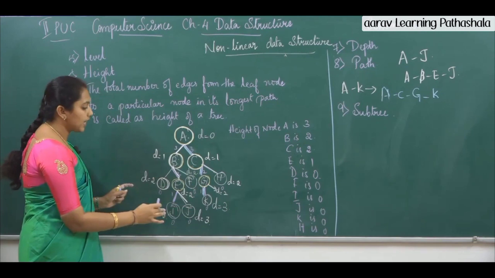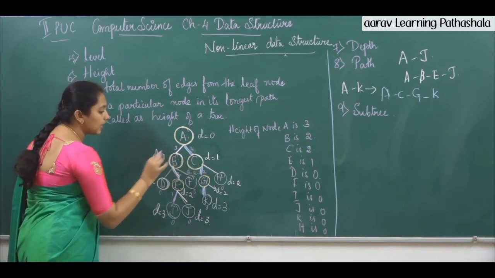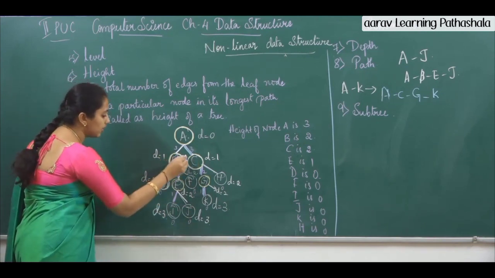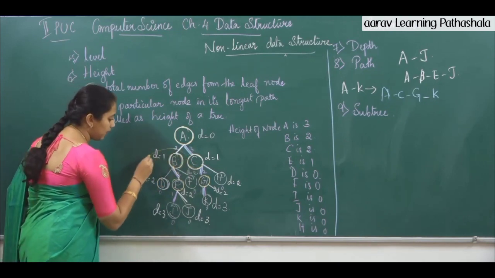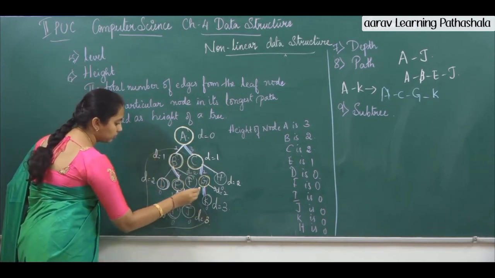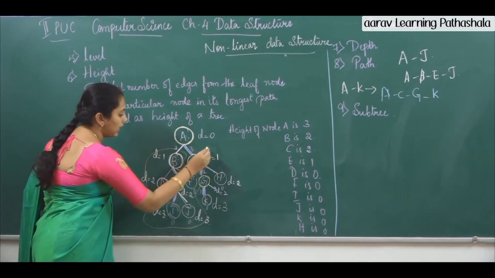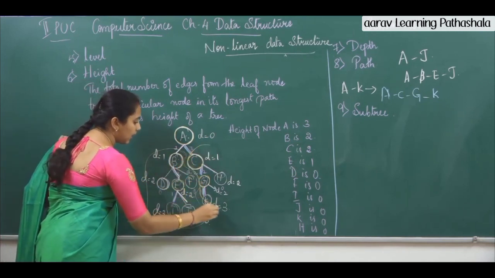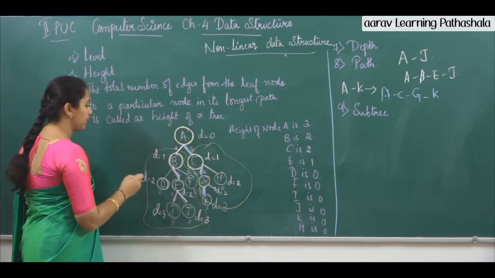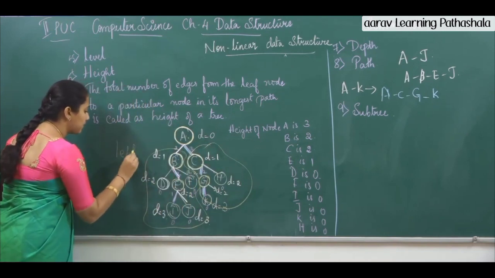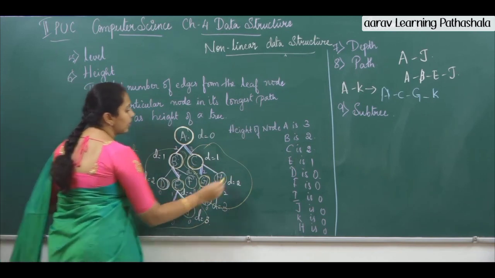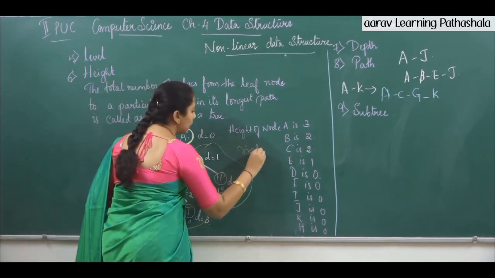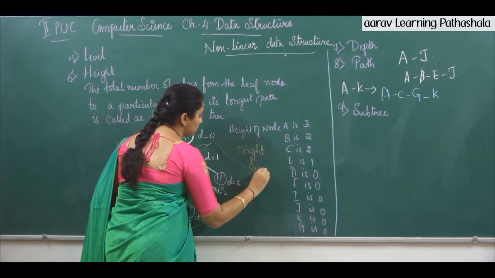So, in this example, B and C are the child nodes. So, this is the left subtree and this is the right subtree.